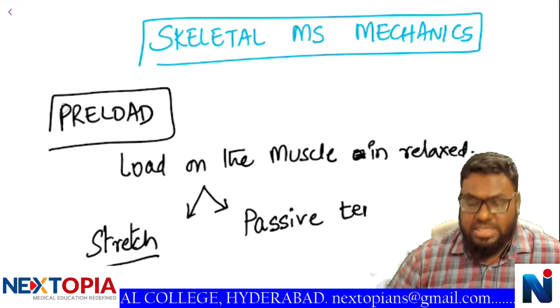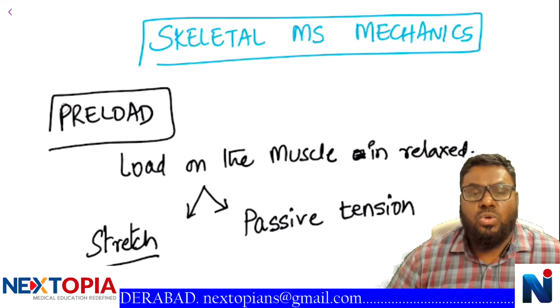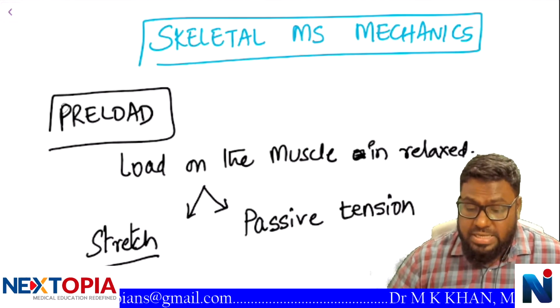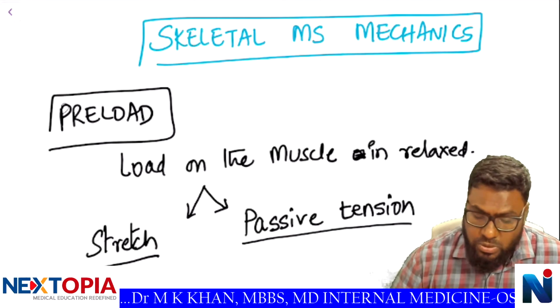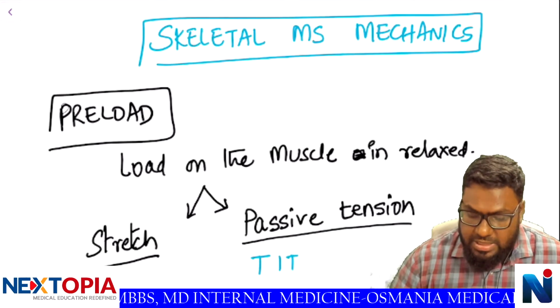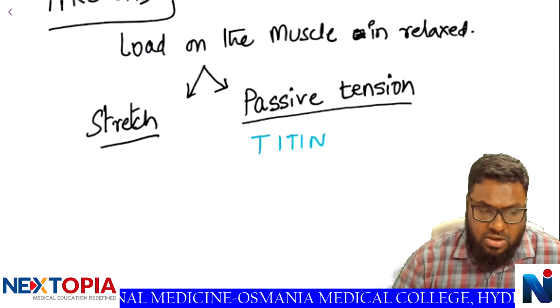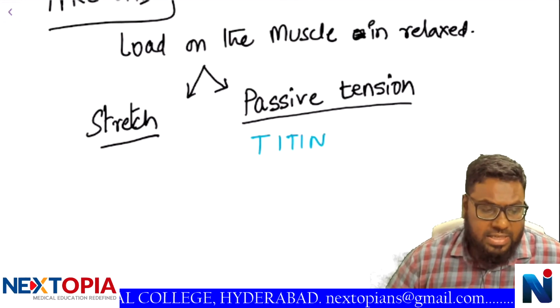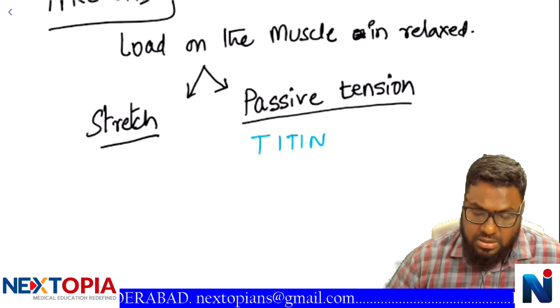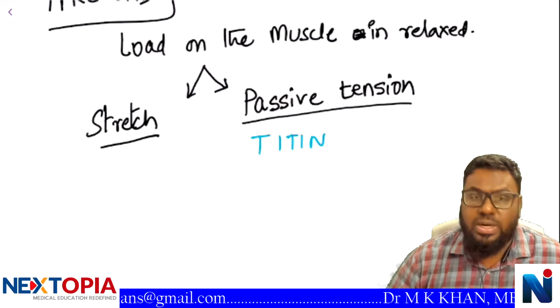Muscle is an elastic structure. Please remember. So what protein is responsible for elasticity of muscle? Just now I told you, titin. Titin is a protein which is responsible for elasticity of muscle. Just now I told you. Titin is responsible for elasticity of muscle, is it not?